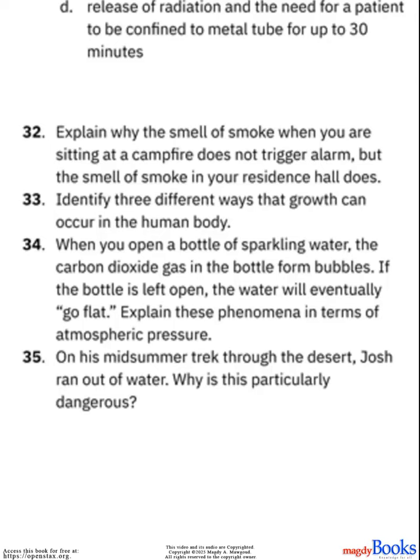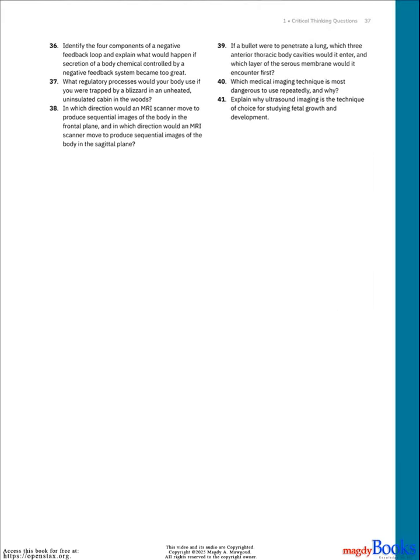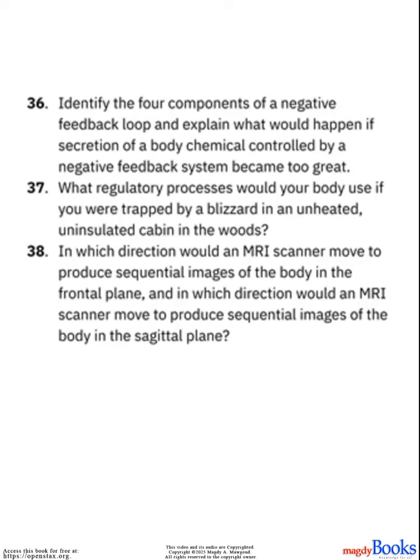35. On his midsummer trek through the desert, Josh ran out of water. Why is this particularly dangerous? 36. Identify the 4 components of a negative feedback loop and explain what would happen if secretion of a body chemical controlled by a negative feedback system became too great.